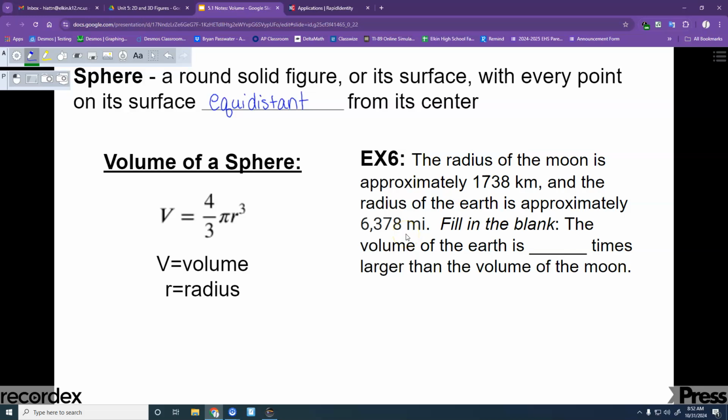So, for example 6, the radius of the moon is approximately 1,738 kilometers, and the radius of the Earth is approximately 6,378 miles. Oh, I don't think I meant for that to be the case. I don't think I meant to do kilometers and miles. Let me look this up real quick. I think that's a typo.